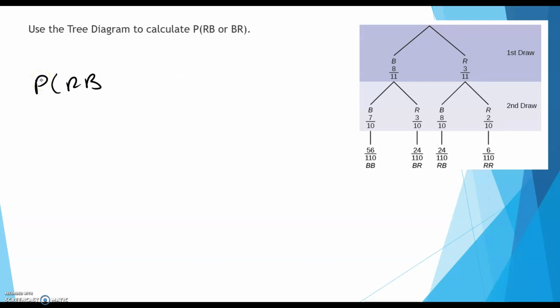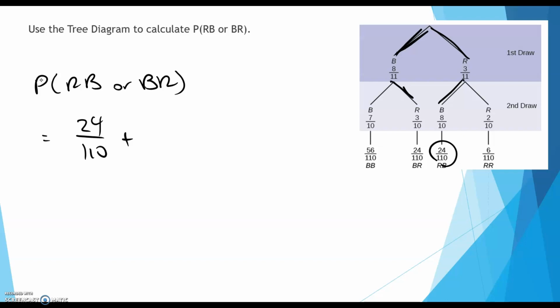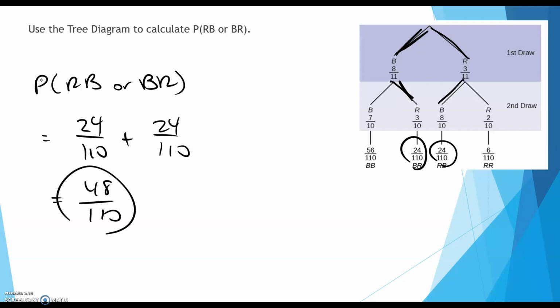Probability of a red then a blue, or a blue and then a red. So this is an and probability. The whole thing is an or probability. So a red and then a blue, that's going to give us 24 over 110. Plus, okay, blue and then a red, that gives us 24 over 110, so 48 over 110.